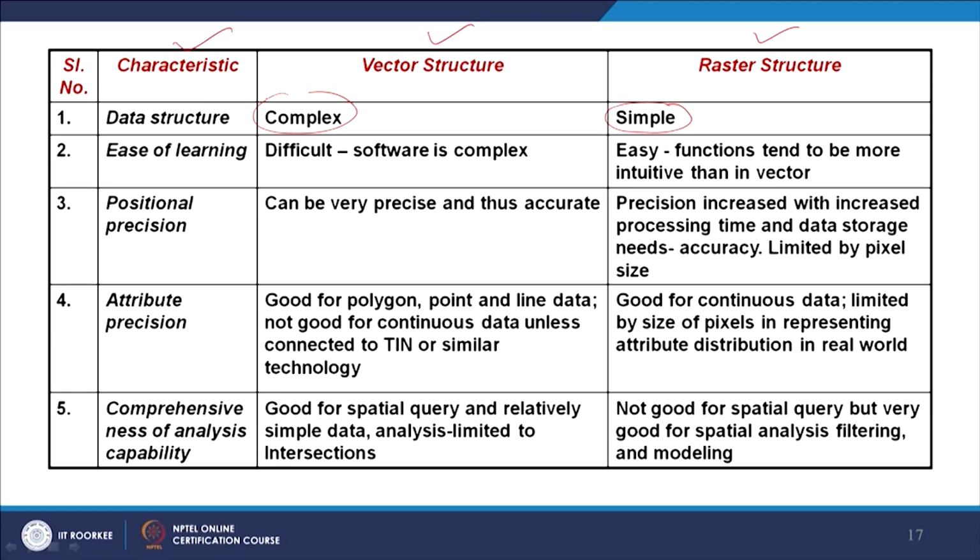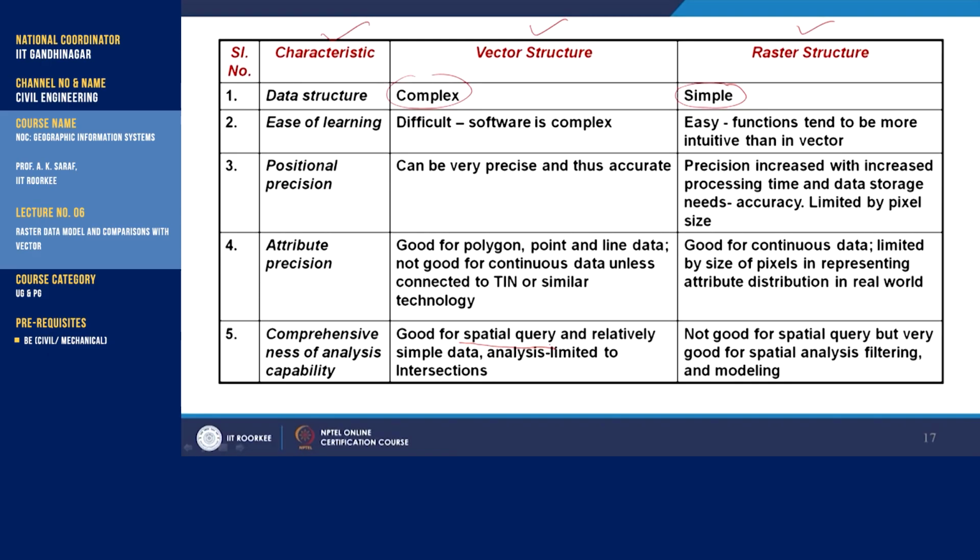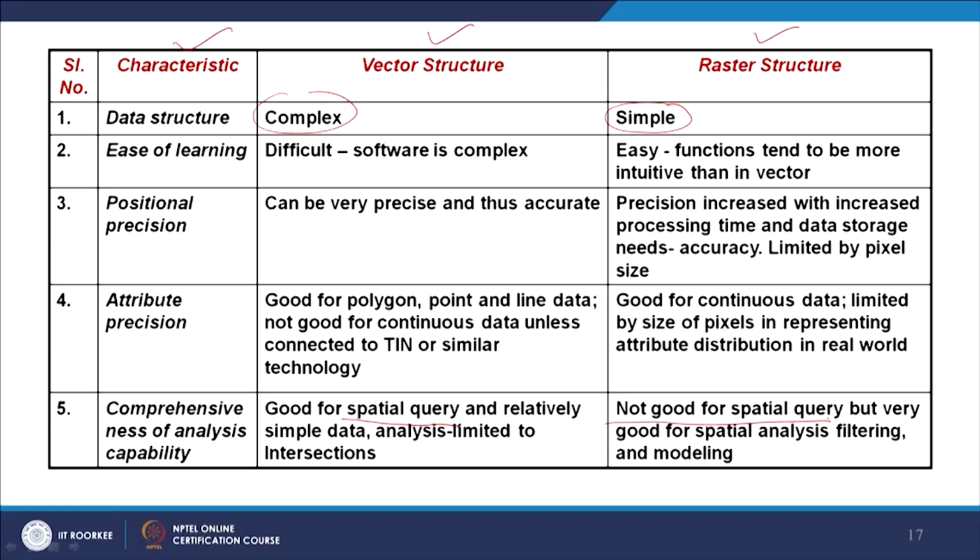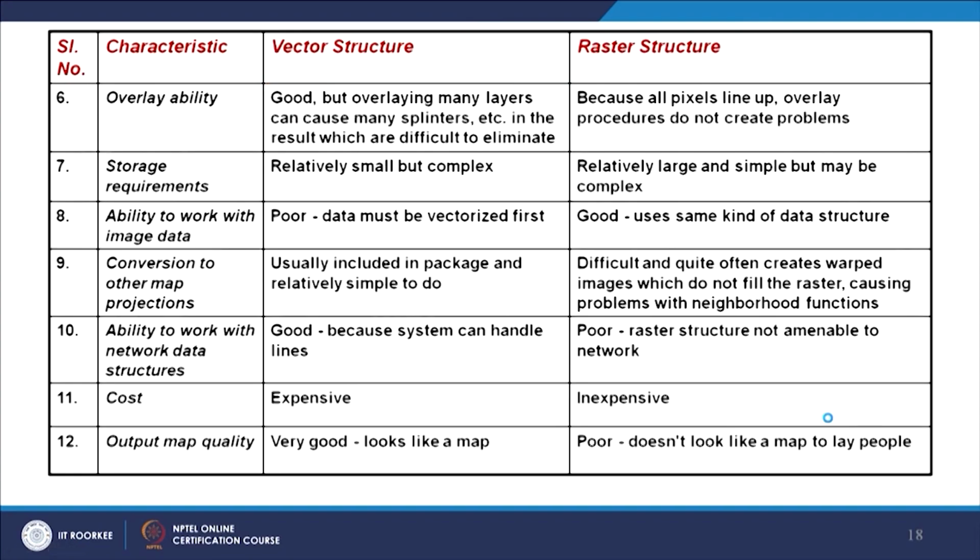Now, comprehensiveness of analysis capabilities: vector is good for spatial query. I showed how to build a simple or nested query on point data or any other vector data, and you can do it quite easily. However, if I have to do a query on raster data, it is not that good a capability currently in GIS software. So, that is one of the limitations of raster data.